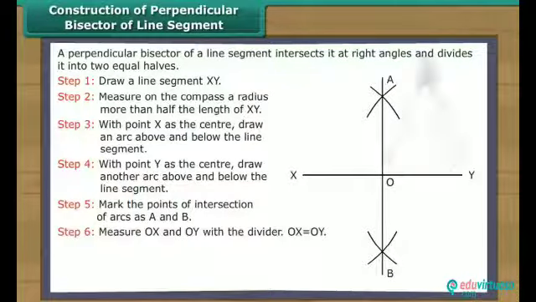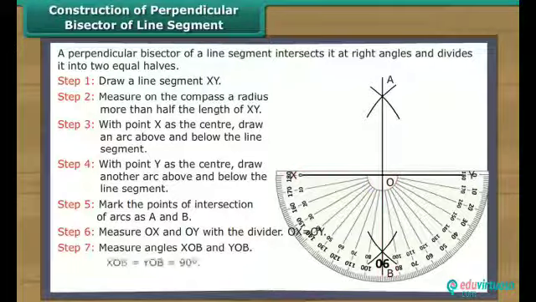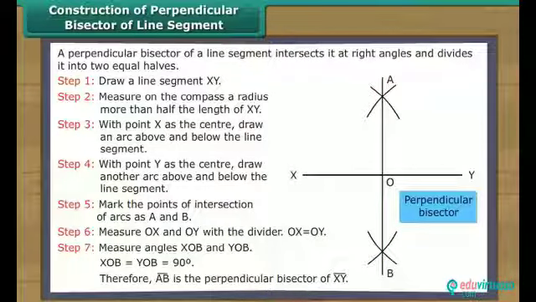Measure OX and OY with the divider. OX is equal to OY. Measure angles XOB and YOB. Angle XOB is equal to angle YOB, which is equal to 90 degrees. Therefore, AB is the perpendicular bisector of XY.